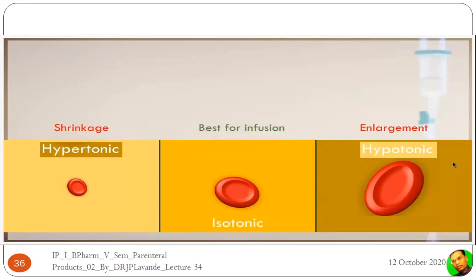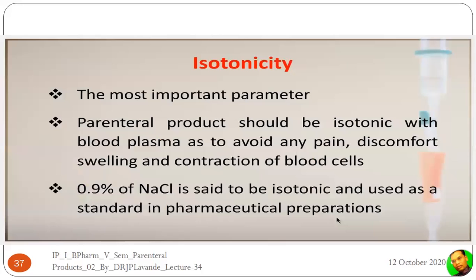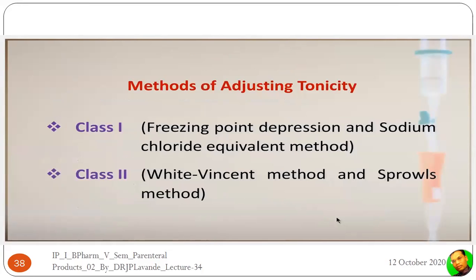Already we saw in our yesterday's lecture that if we are not maintaining the isotonicity, if the solution is hypotonic, that will lead to the swelling of the RBCs and hemolysis. And if it is hypertonic, then that will lead to shrinkage of the RBCs. So in order to maintain the isotonicity, we require 0.9% sodium chloride, which is said to be isotonic and used as a standard in pharmaceutical preparations.